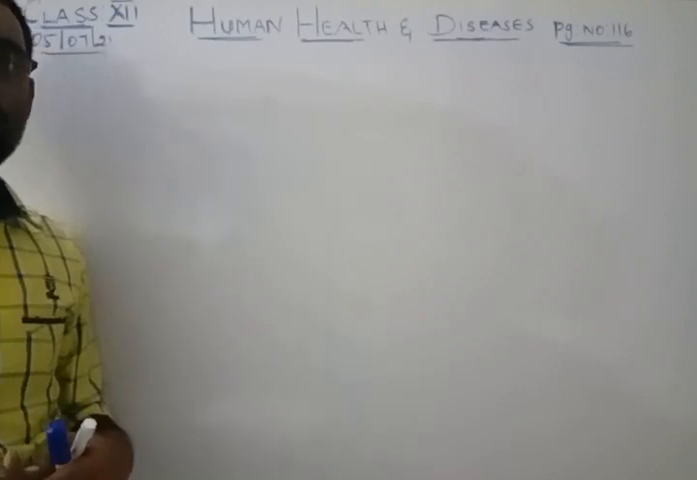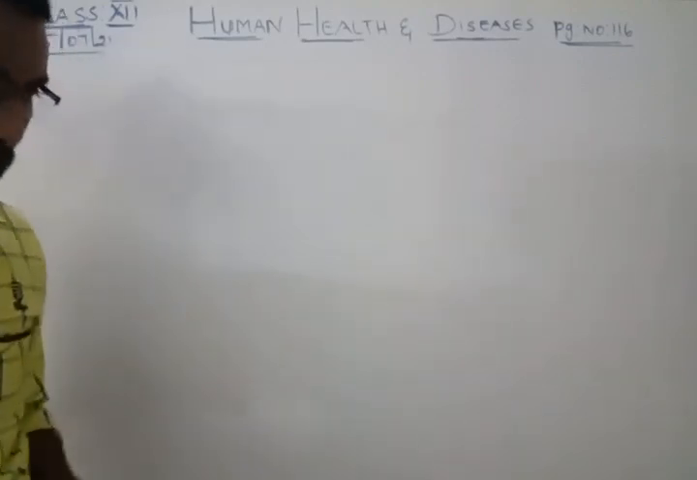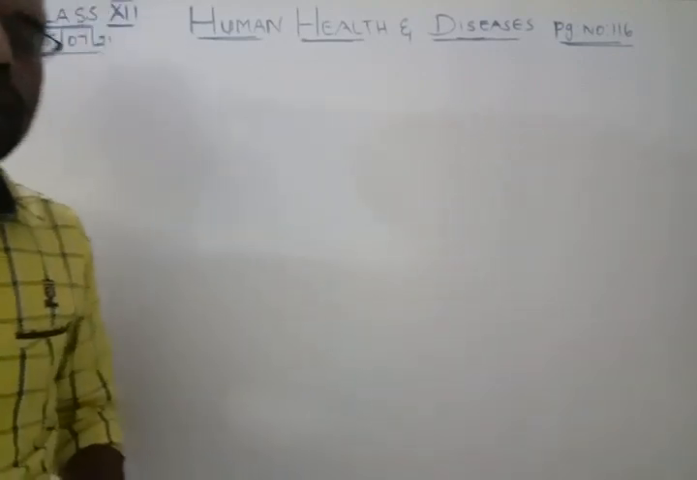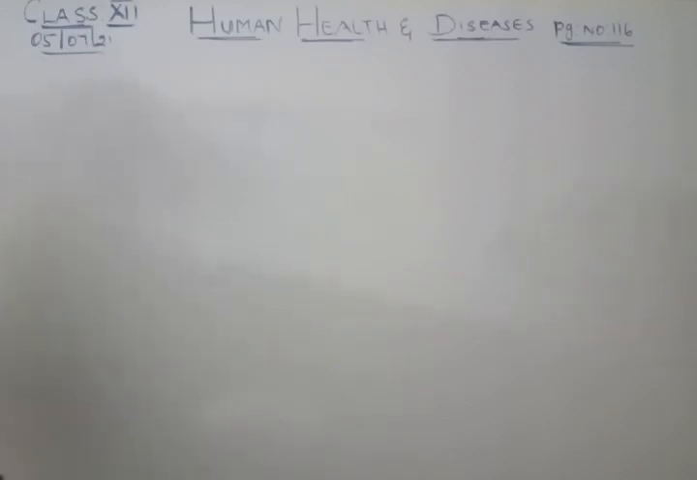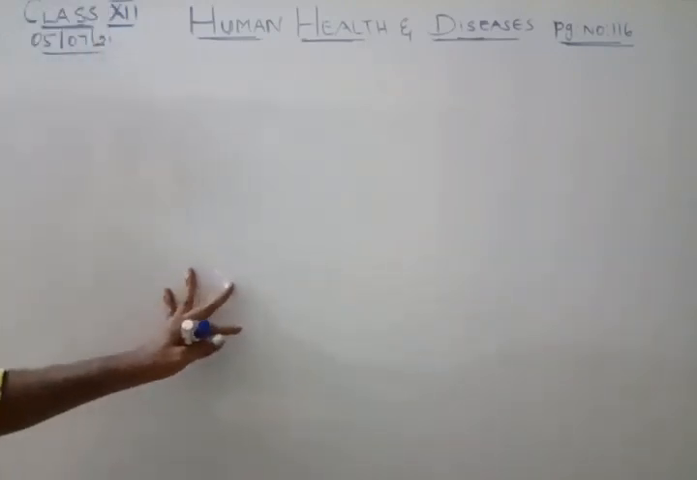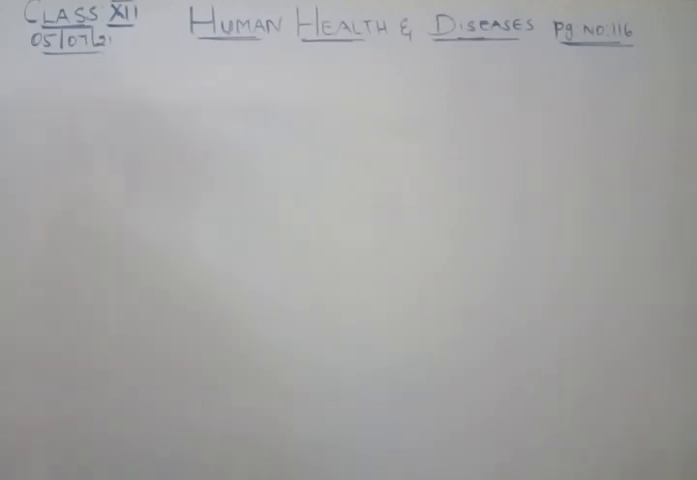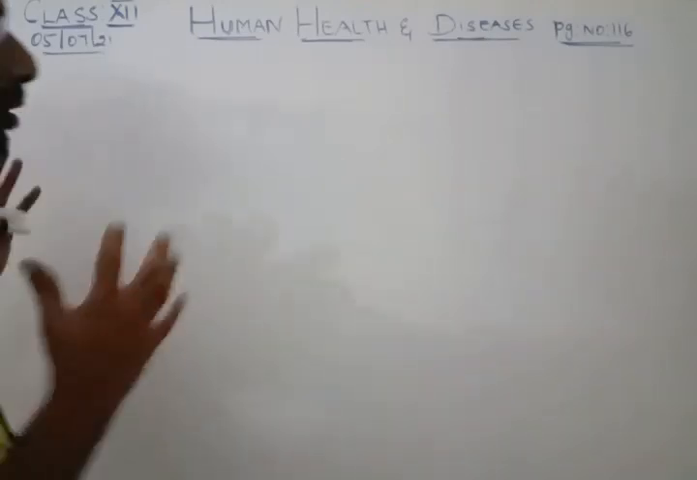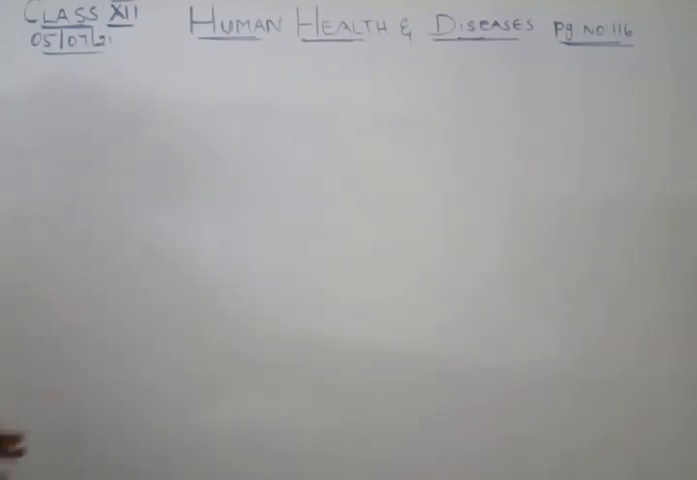So far we have completed around 6 chapters, and today we are going to concentrate on chapter 7, that is human health and diseases. A very important chapter from your exam point of view. In this chapter we are going to discuss three different things.